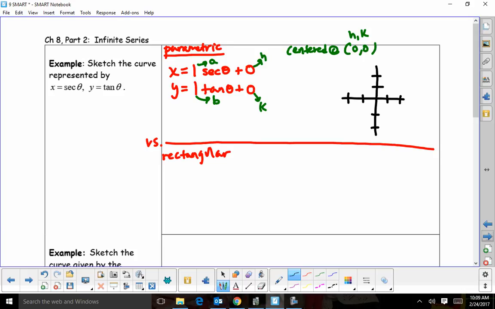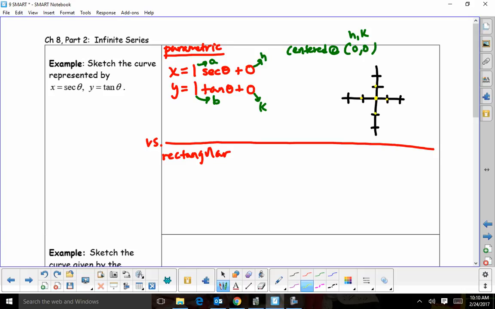So I know that I'm centered right here. Actually, I'm going to use yellow for that, because that's not on the graph. Okay. So I know I'm centered at 0. My A and my B is telling me how far I'm coming out from my center. So the square root of the 1 on the x's goes out to 1 and negative 1. The square root of 1 on the y goes up to 1 and negative 1.